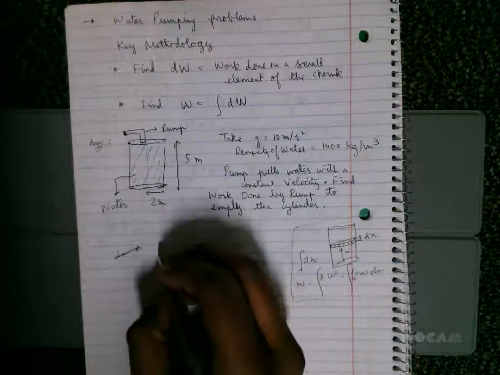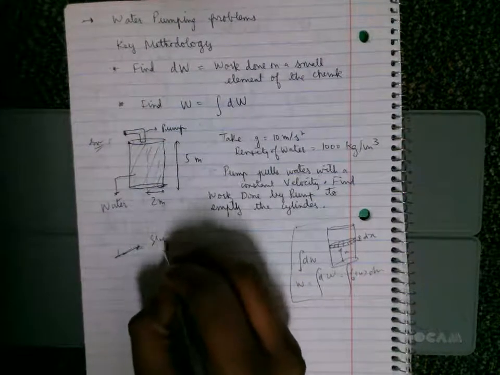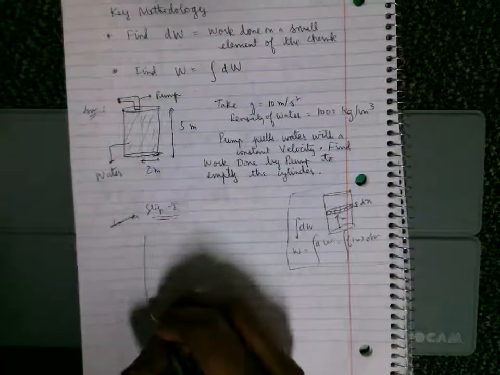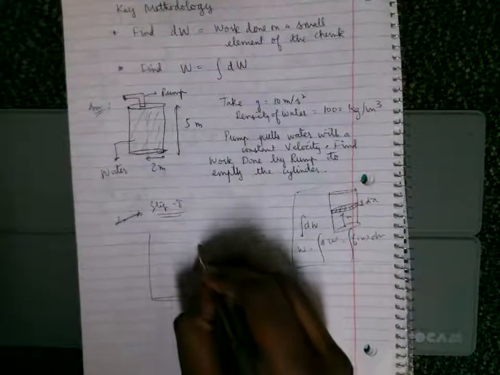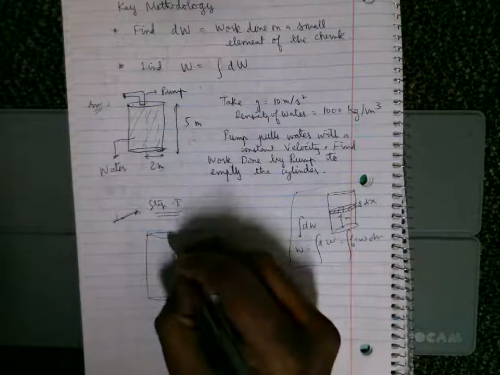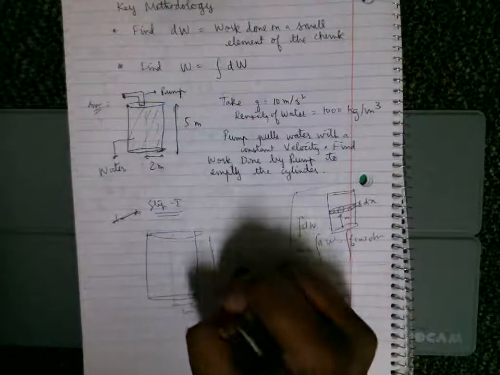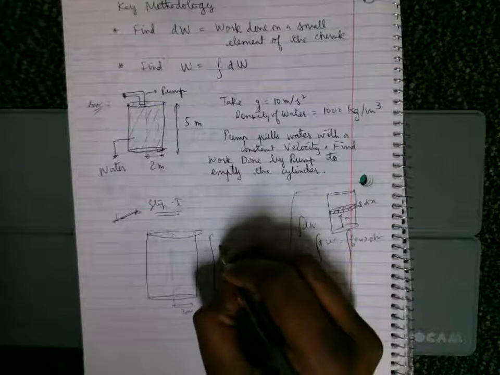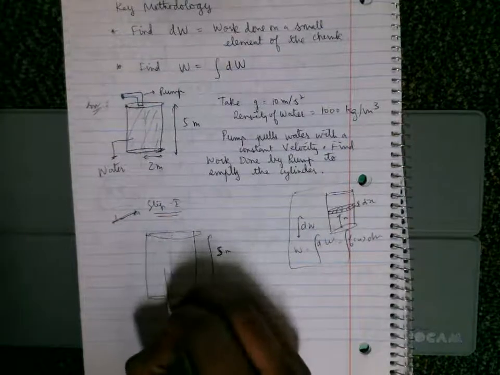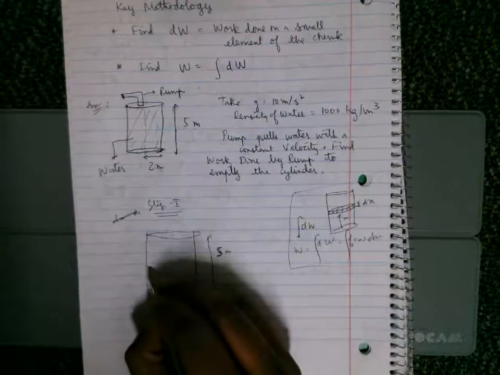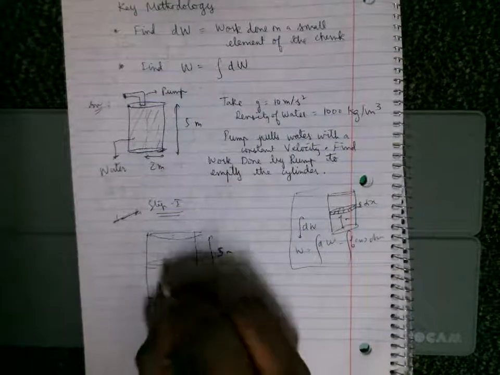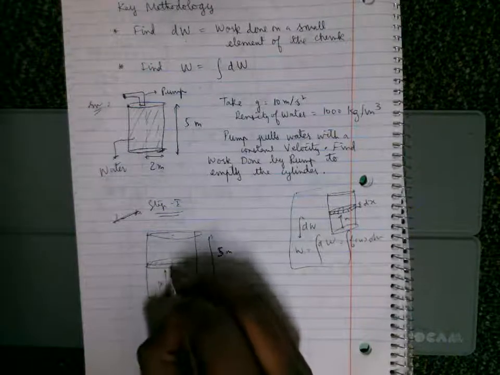So for step one, we need to divide this into small chunks of water. Let's look at this cylinder with radius 2 meters and with height 5 meters. Let's say that we are at some x height from the base, and let's look at this small chunk of water here.